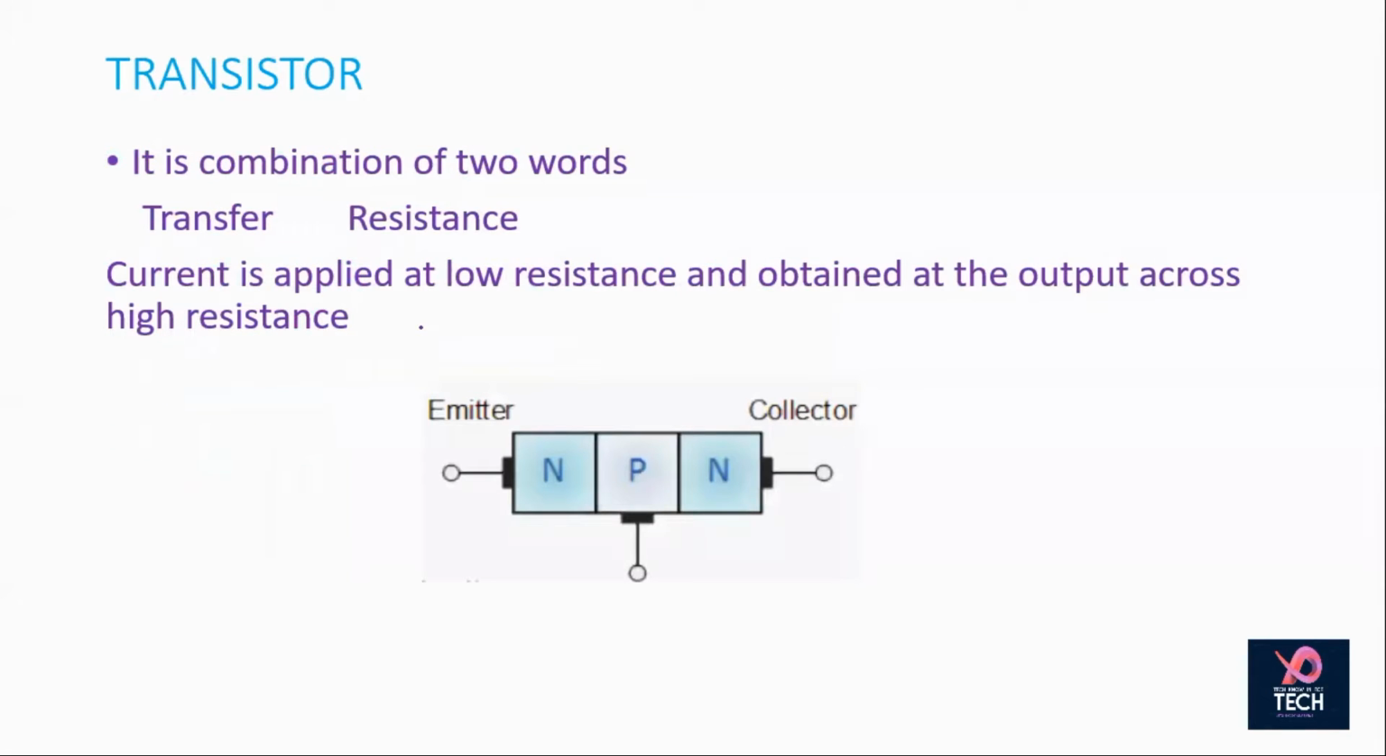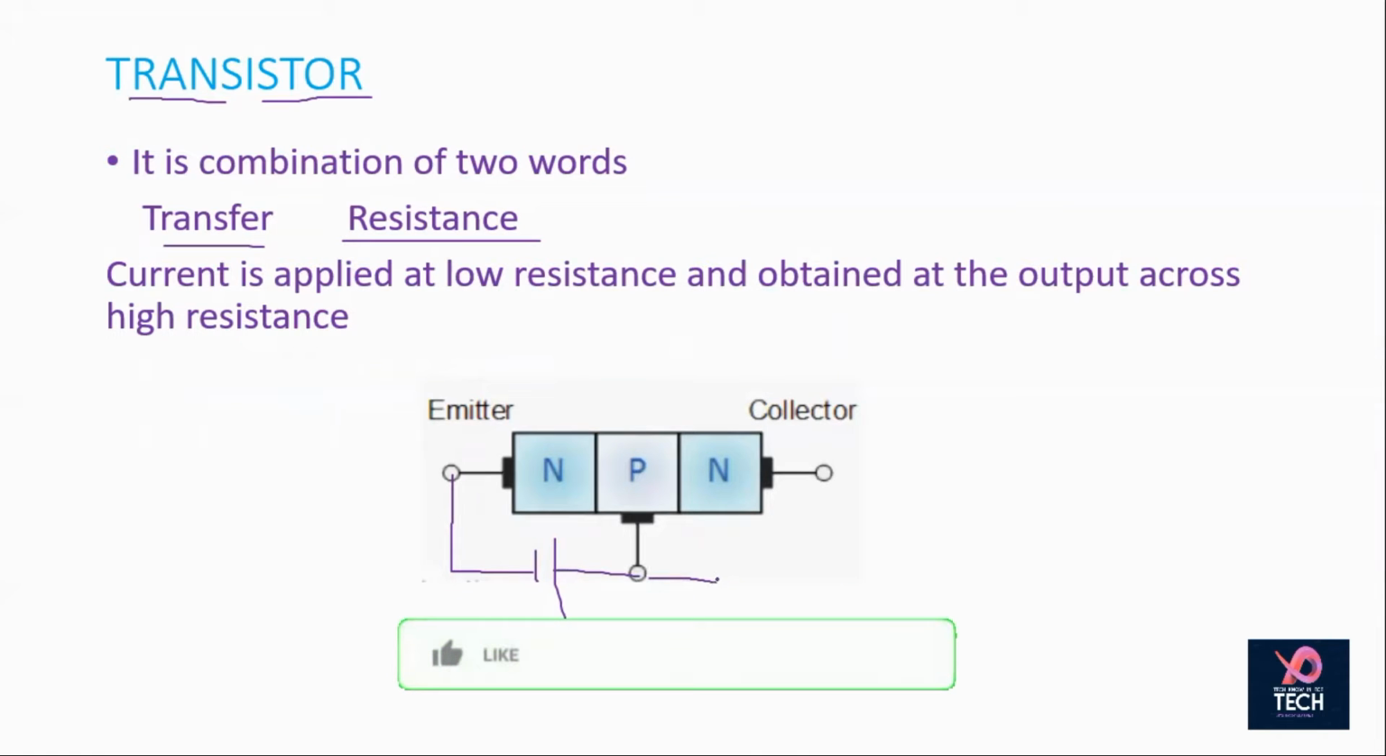When you talk about transistor, it is basically a combination of two words, transfer of resistance. So from where are we getting this particular word, transistor? Transfer of resistance. In this, you have two terminals. This is one terminal and this is another terminal.